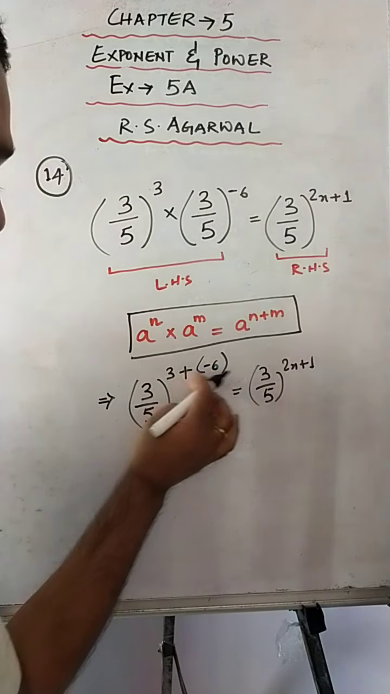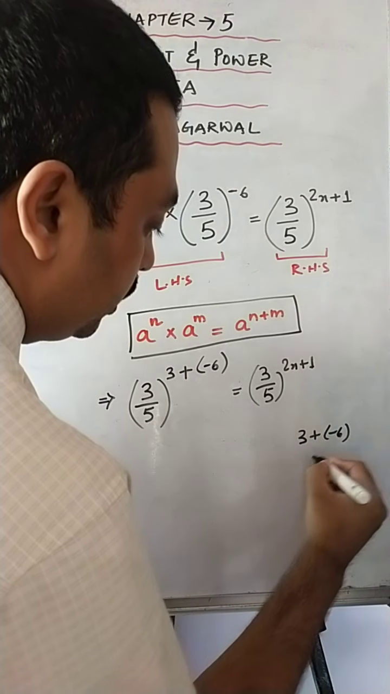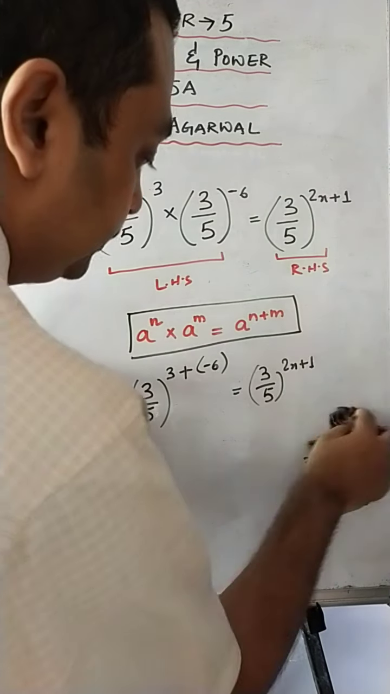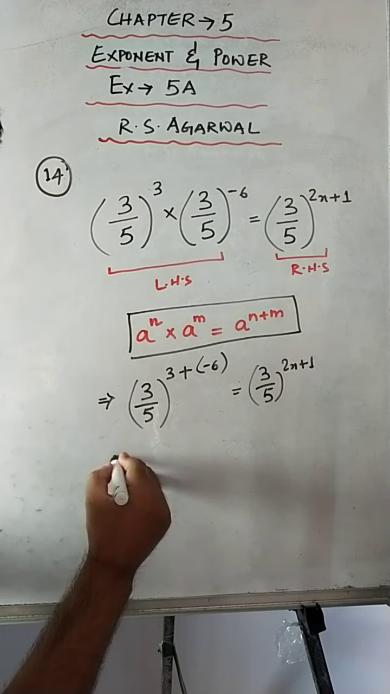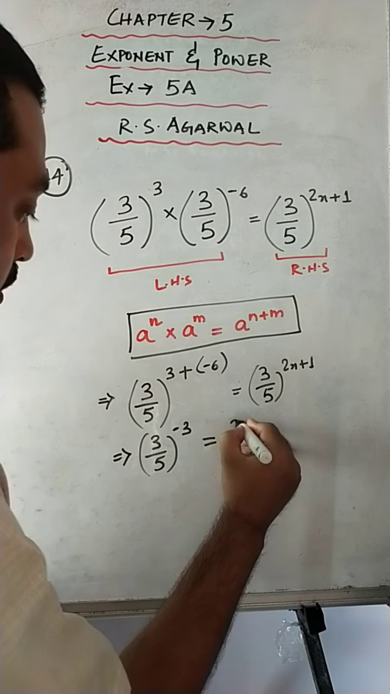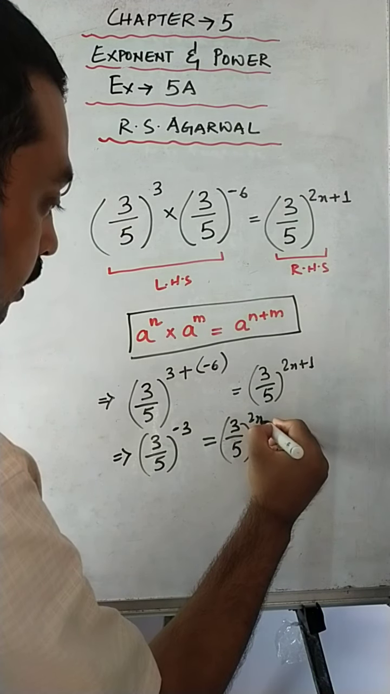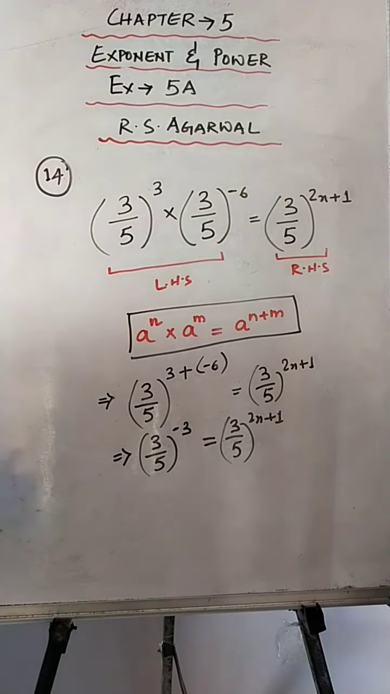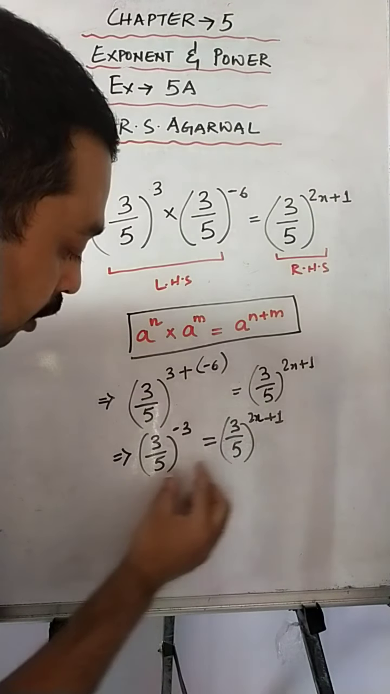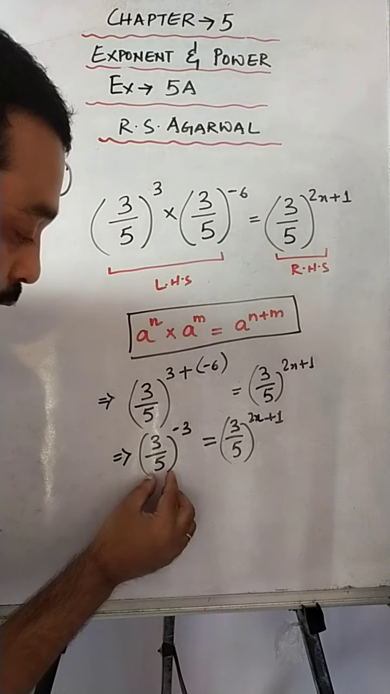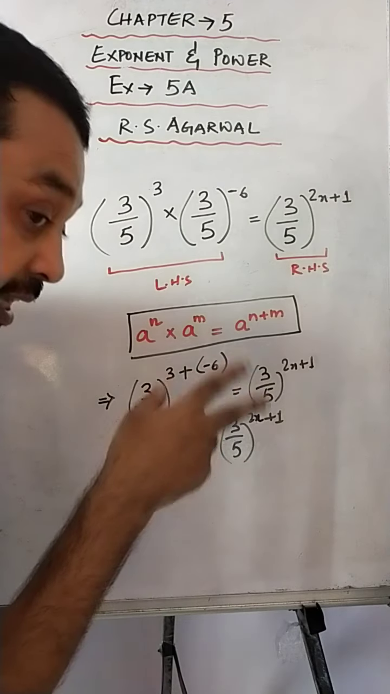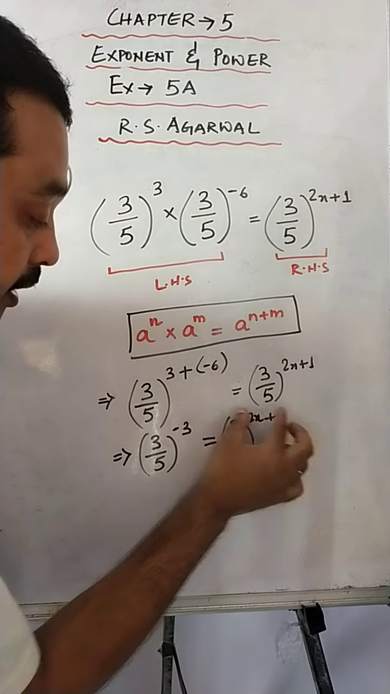Now solve this one. 3 plus minus 6. 3 plus minus 6 is what? 3 minus 6, and the answer would be what? Minus 3. So we'll write 3 by 5 to the power minus 3 equals 3 by 5 to the power 2x plus 1. Okay. Now when you see that you have reached such a position that on both sides you have a singular base, that is, on the left hand side one base and on the right hand side also one base, and if both the bases are similar, in this case you have to just compare the powers.